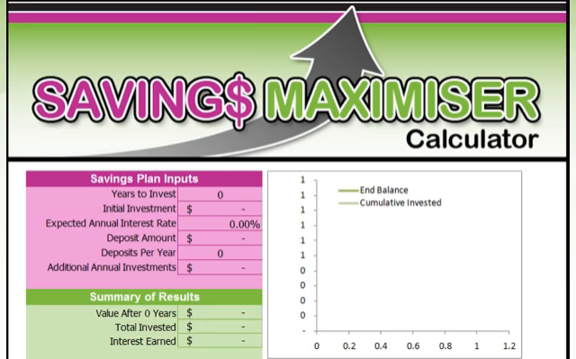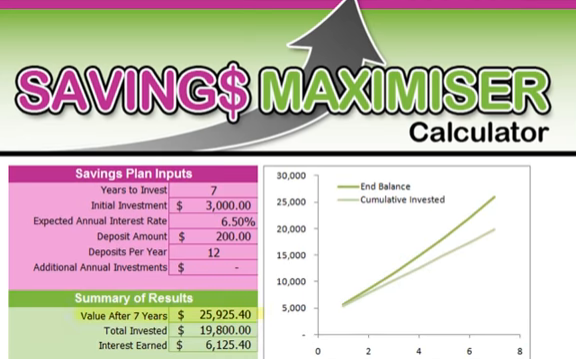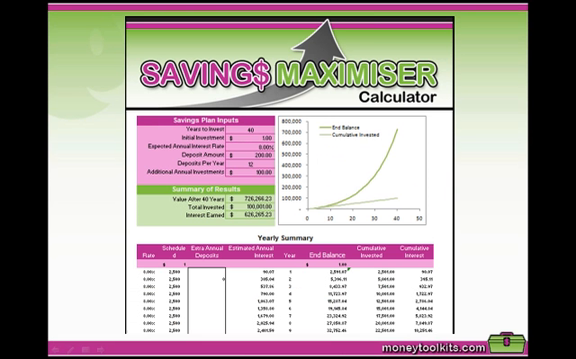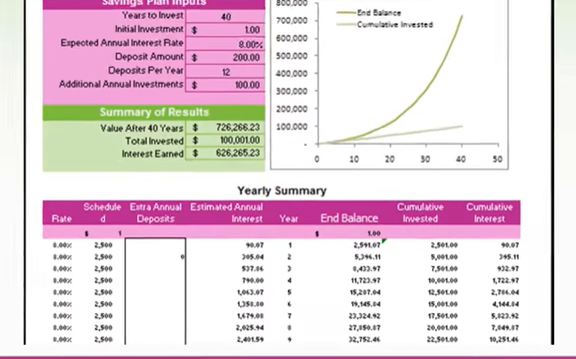Totally invested is how much you actually contributed yourself, and interest earned is what the investment made on itself. So this is a great illustration to show you that money works so much harder for you than you'll actually do for it. So looking back at Grace's example, you can see now it's got value after 7 years because the 7 is based on how many years to invest, and that's actually worth $25,925.40. Of this money, Grace had invested $19,800 herself, and so her investment made $6,125.40.